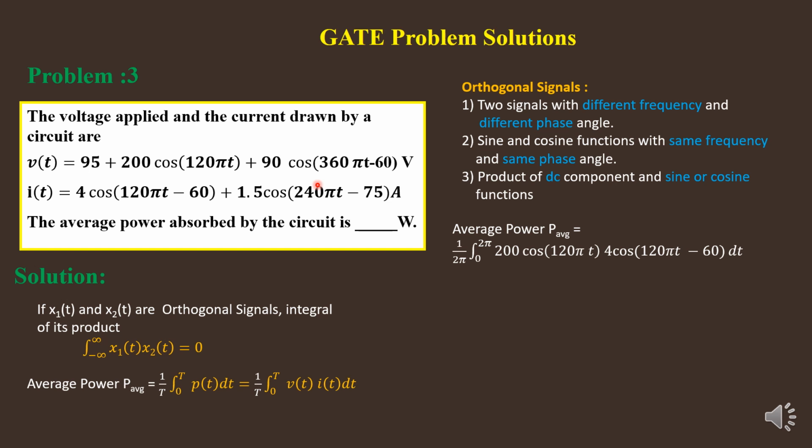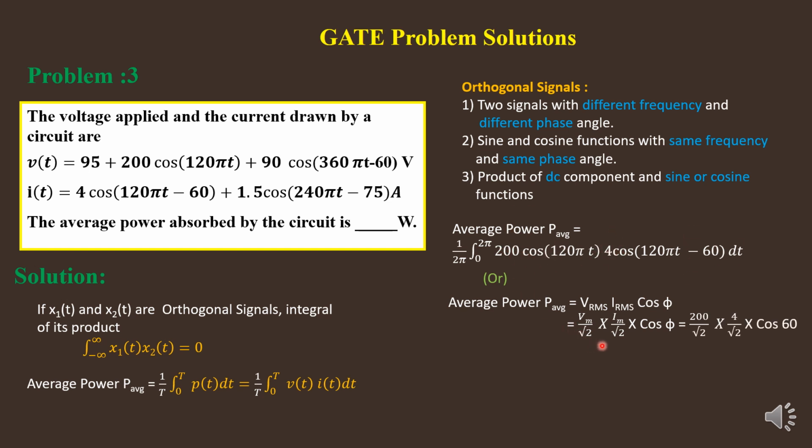So the only product that survives is the second term of the voltage into the first term of the current. Okay, so we can find the average power equal to 1 by 2 pi, integration of 0 to 2 pi, 200 cos 120 pi t into 4 cos(120 pi t minus 60 degree). So for this product only we can find the average power, or we can use this formulation: average power equal to V RMS, I RMS cos phi. When we find V RMS, the root mean square value of the voltage signal, this is the voltage signal and this is the current signal.